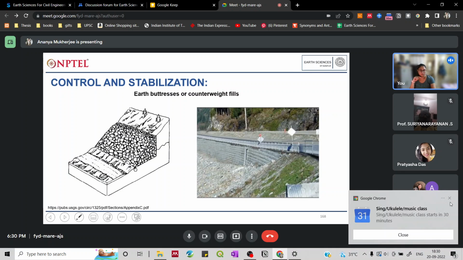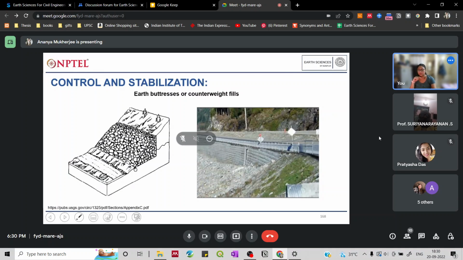Okay, then you have earth building buttresses or counterweight fills. You can see that these are the buttresses that have been created, so as to prevent this area from sliding down this entire place and causing damage. These are bigger rock blocks, and they are confined, or placed with a concrete lining outside.